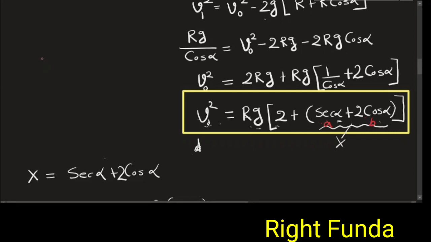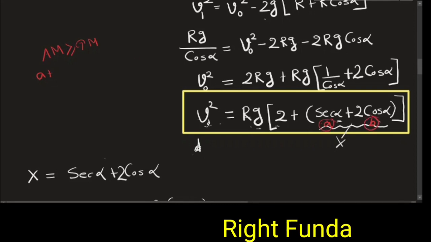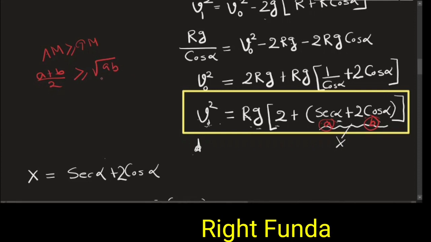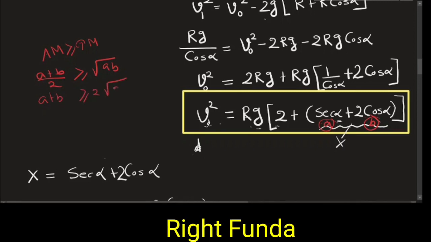The arithmetic mean of two quantities is always greater than or equal to the geometric mean. Suppose I take this quantity as a and this quantity as b, then (a plus b) by 2 has to be always greater than or equal to under root ab. So this concept we will be using. Left hand side, a plus b has to be greater than or equal to 2 root ab.